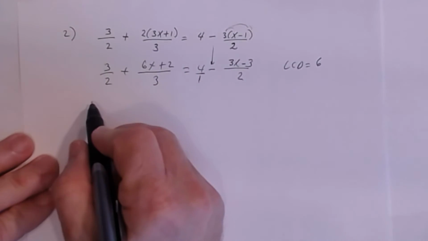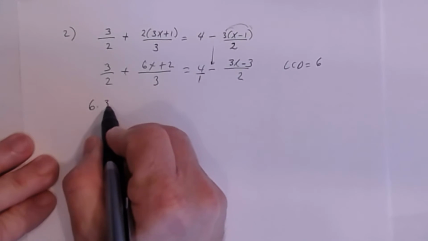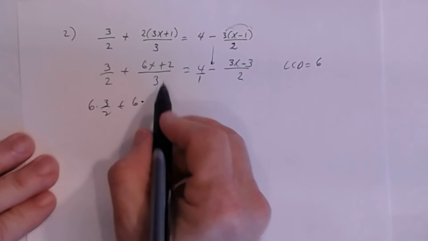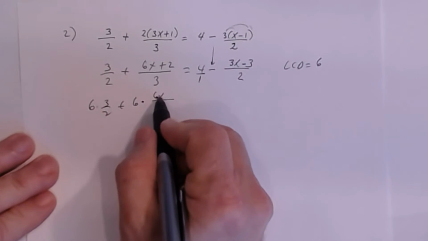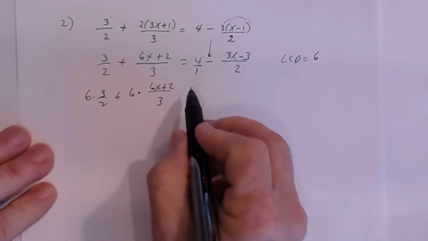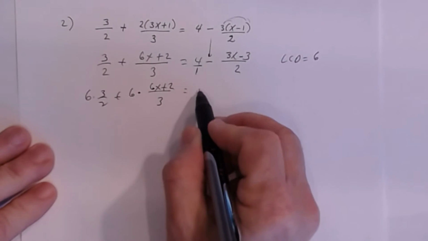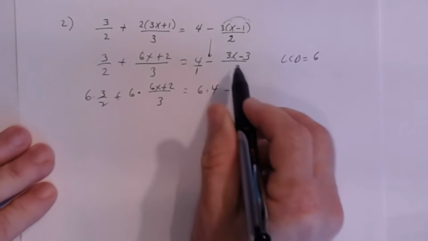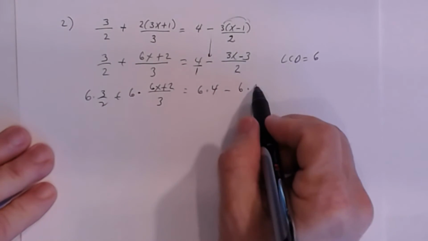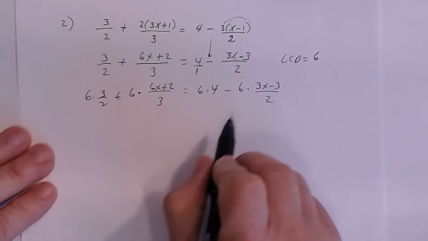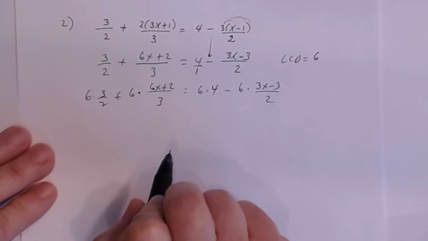So here's what you're going to do. You're going to say 6 times 3/2 plus 6 times, in the numerator, 6x plus 2 divided by 3, just like this for right now, equals 6 times 4, right? Minus, and then 6 times this fraction, which is 3x minus 3 divided by 2. Okay, so write it like this for right now.